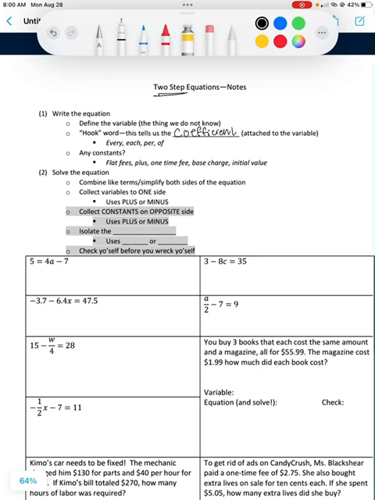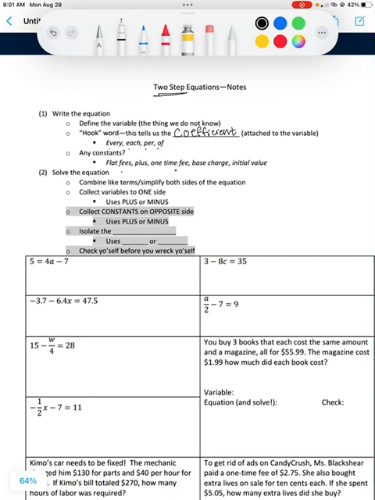Remember, the coefficient is just the number that's attached to the variable. Those words are typically each, every, per, of, anything that would mean that there's multiple things happening. And then we're asking ourselves, are there any constants, like any flat fees, or does it say plus something, or is there a one-time charge, base fee, initial value, all of those things. After you have an equation written, then you can solve the equation.